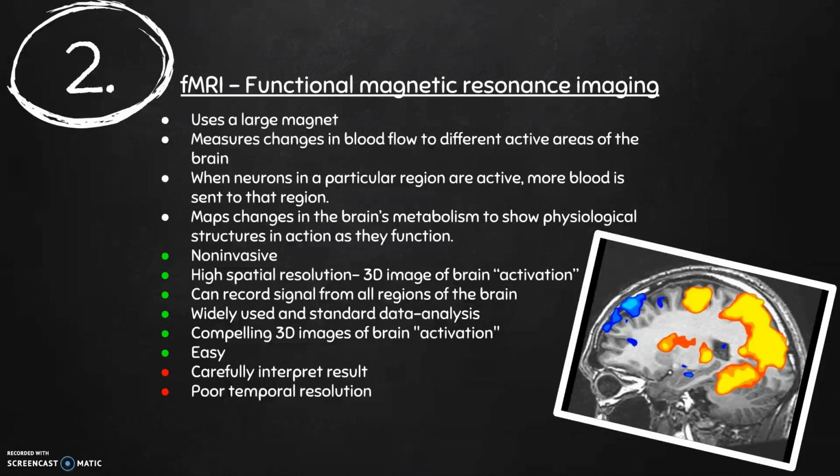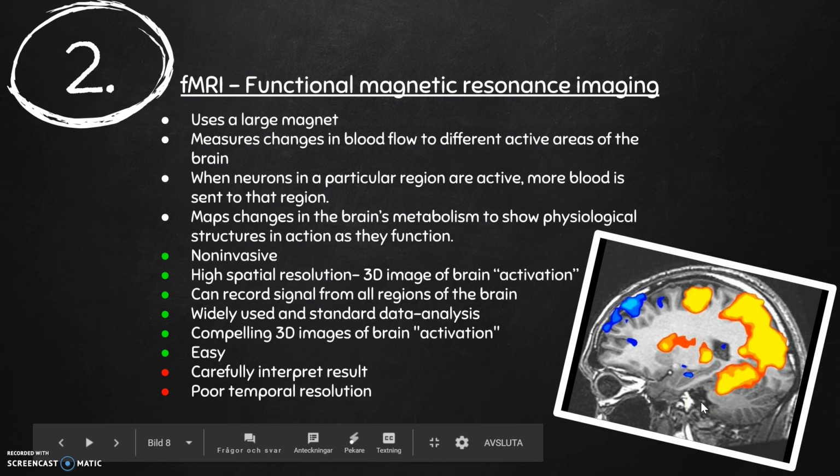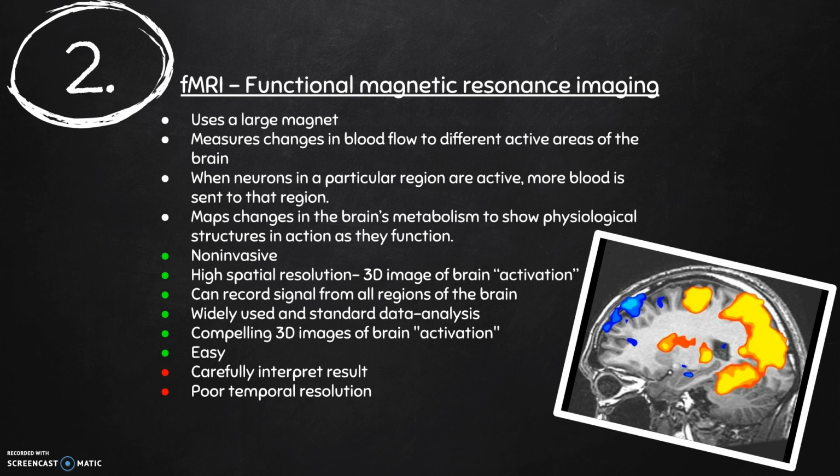This can record signals from all regions of the brain. It is also widely used and standard in data analysis. It produces a compelling 3D image of brain activation and is relatively easy to use. However, the images produced must be interpreted carefully because correlation does not imply causality, and brain processes are complex and often not localized. This also has a poor temporal resolution because the BOLD response peaks approximately 5 seconds after neural firing begins in an area.